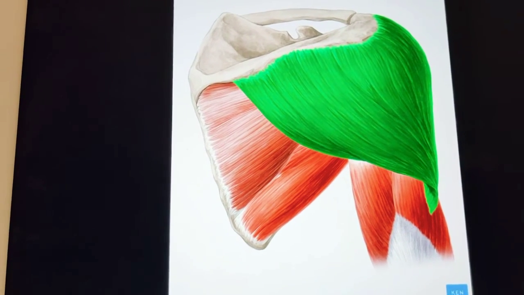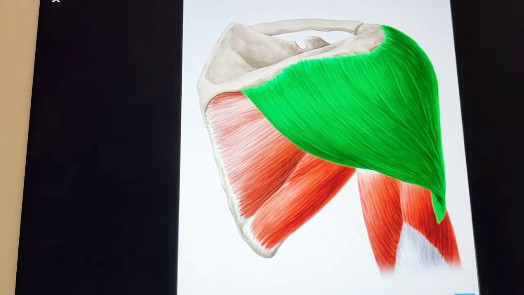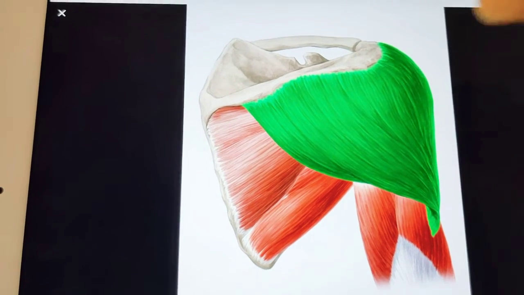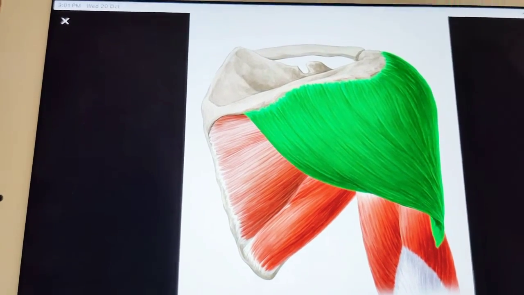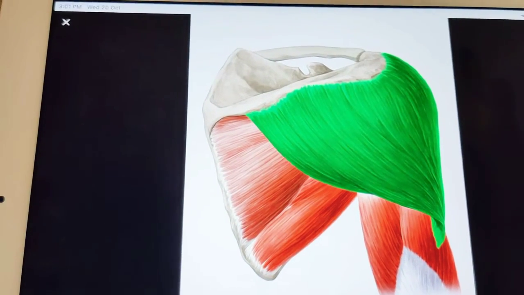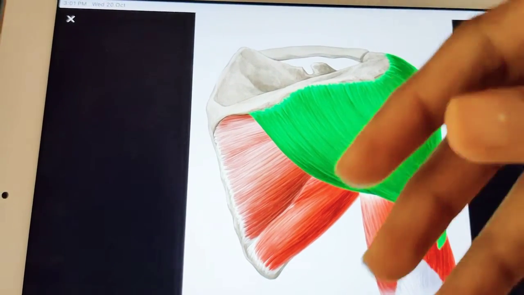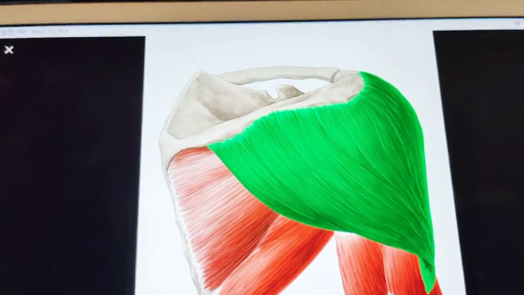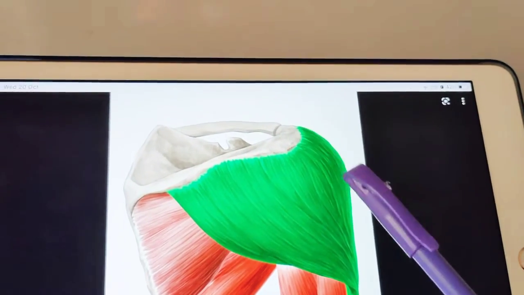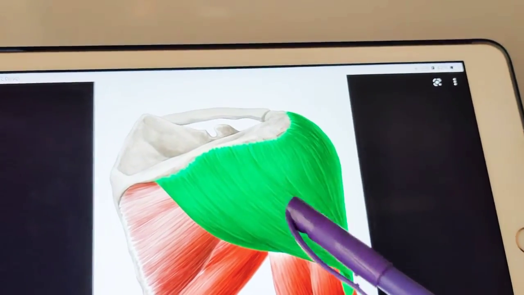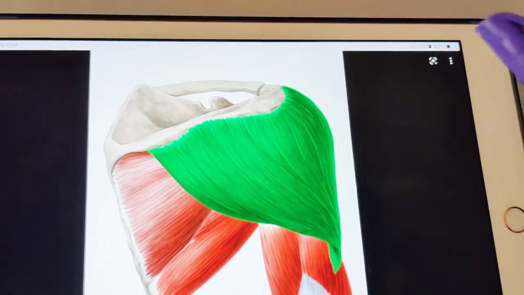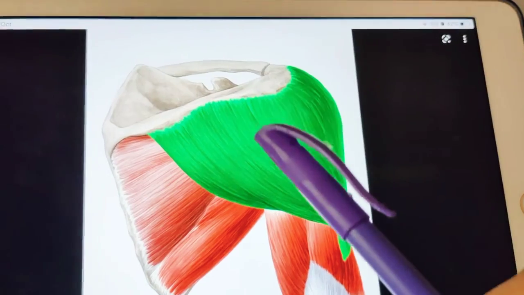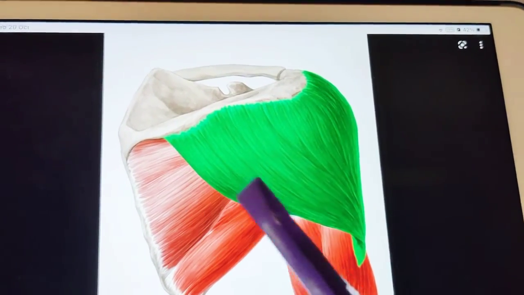We're going to start our discussion on the deltoid muscle, its origin, insertion, and the structures inside it. First we'll start with the origin of the deltoid muscle. If you see the deltoid muscle, it is divided into three parts: the anterior unipinnate part, the middle multipinnate part, and the posterior unipinnate part.